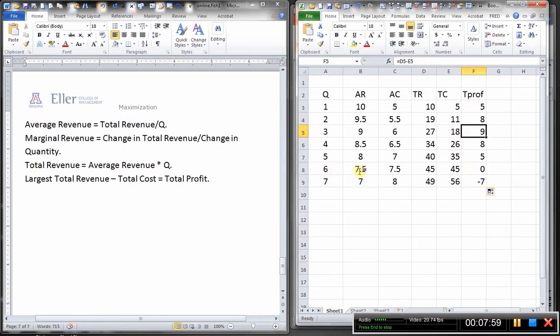Notice that if you went to the point where average revenue was equal to average cost, you're going to make 0 profits. And notice also that you're going to make more money here at 3 than you're going to make at 5 when you have only 1.